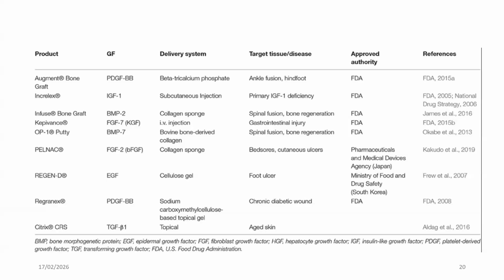Look at how many different growth factors are used and the delivery vehicles. This is a collagen sponge. This is a cellulose gel. This is a collagen sponge. This is an IV injection of the growth factor. Again, a collagen. This is a subcutaneous injection of the growth factor. And this is beta TCP. This is an inorganic compound.